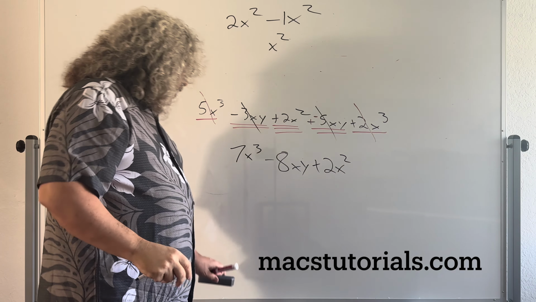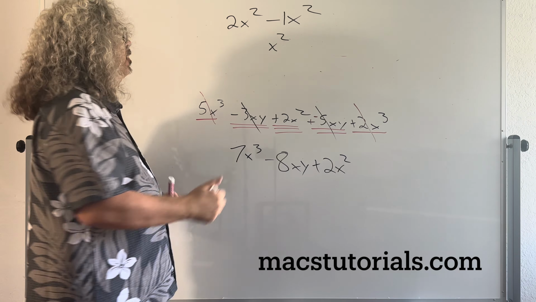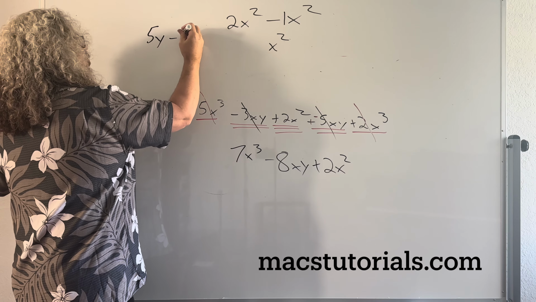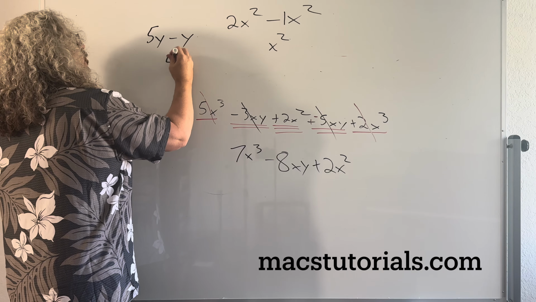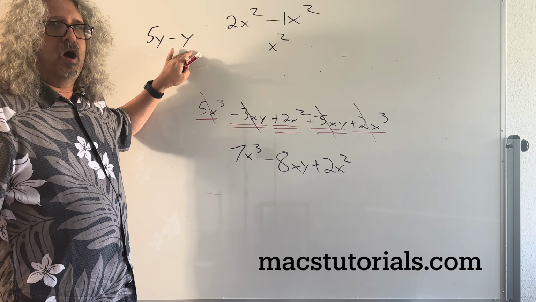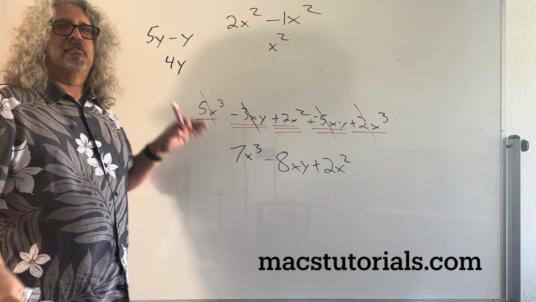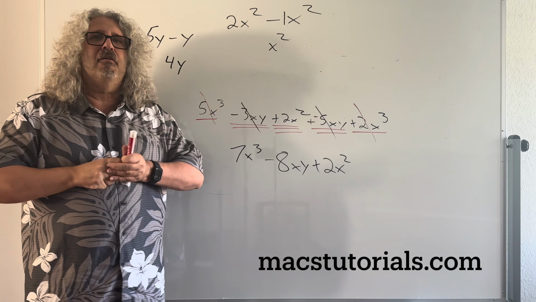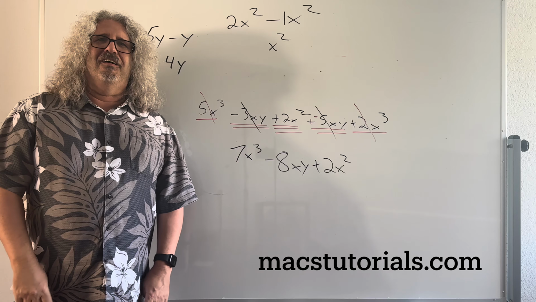So be careful if you have something that says minus x squared or minus y. Here I have a 5y minus y. My answer is 4y. I had 5 y's, I took away a y, so now I have 4 y's. That's how you have to think about it. Okay, so now I think I got all the examples that'll help you out. Go for it, start learning your like terms.